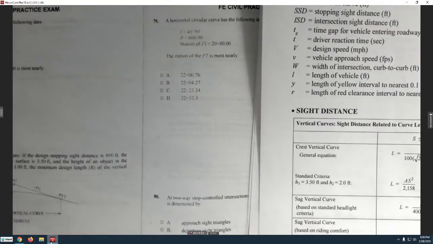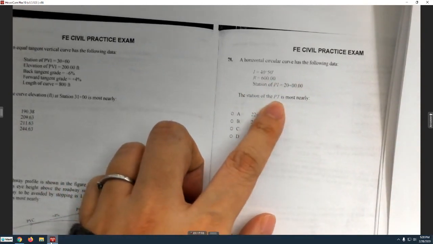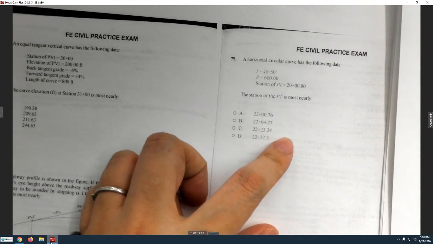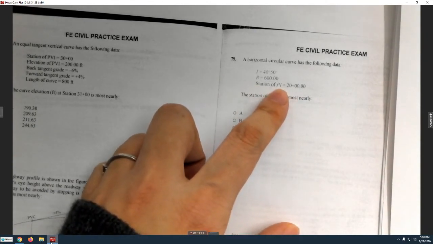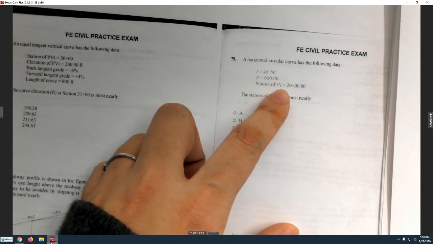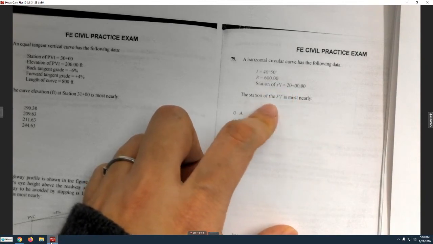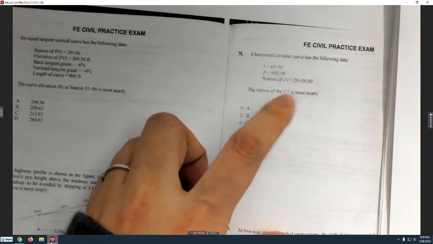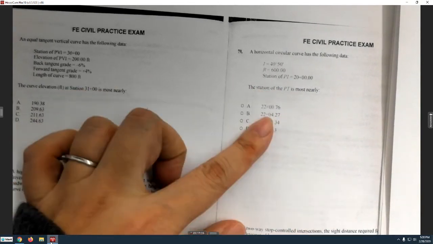Okay. This is the horizontal circular curve. Station of PT. We cannot use station of PI plus T. We first need to get station of PC, right? So use this minus T to get station of PC. And then use the station of PC plus L to get station of PT, right? So, okay.